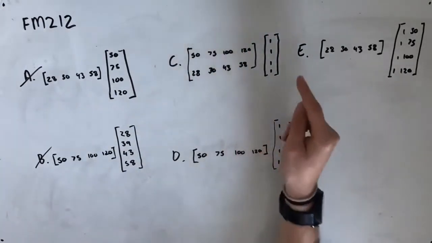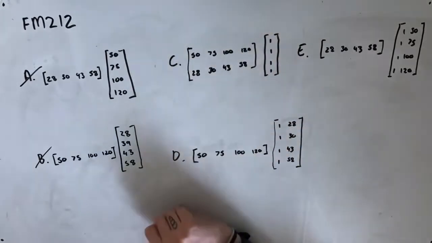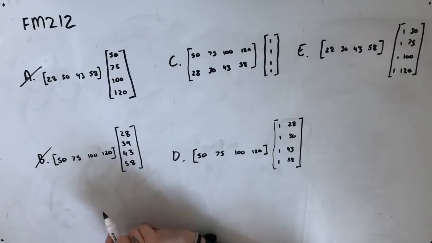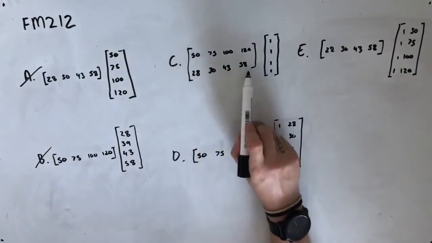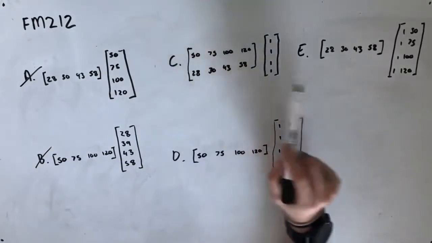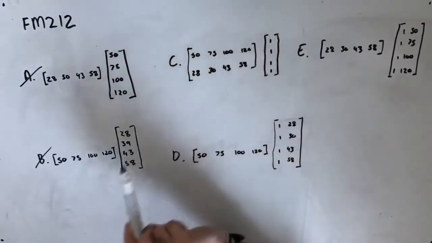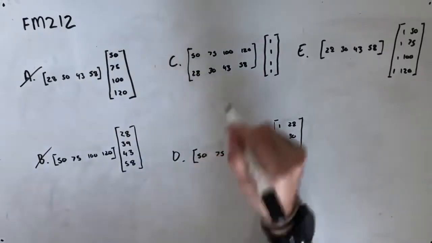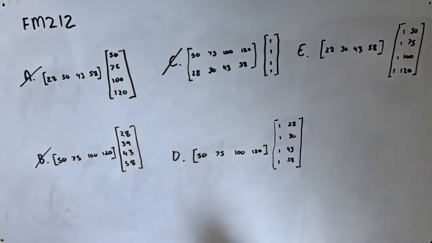1 times 50 plus 1 times 75 plus 1 times 100. And of course, we don't just want to add these 4 numbers together. It'll then do the same thing with row 2. So effectively what option C does is add the first row together, and then add the second row together, and those will be your 2 values. So that's not what we're looking for.